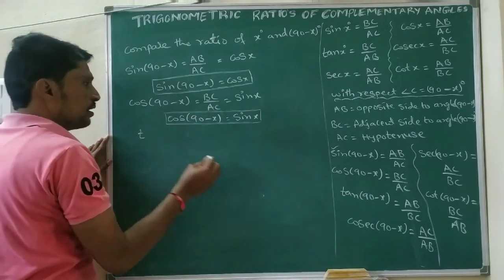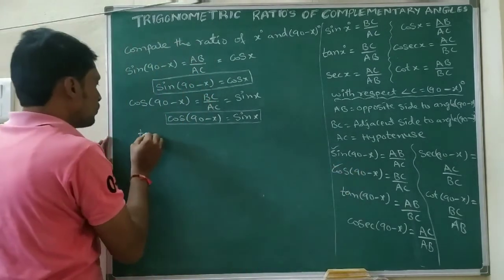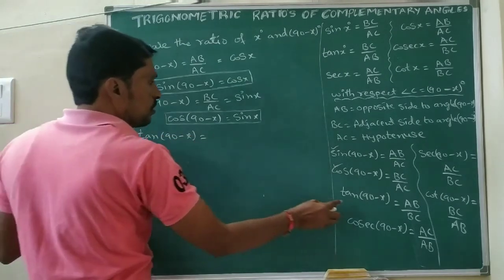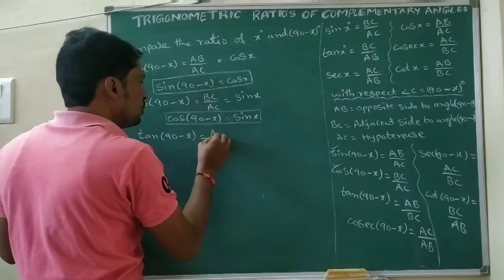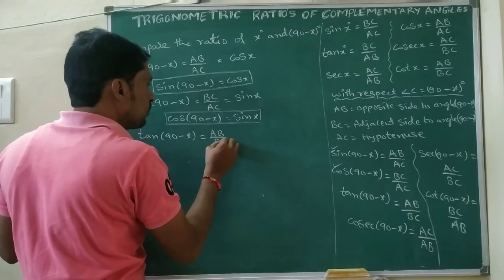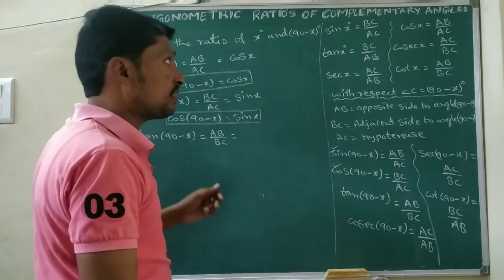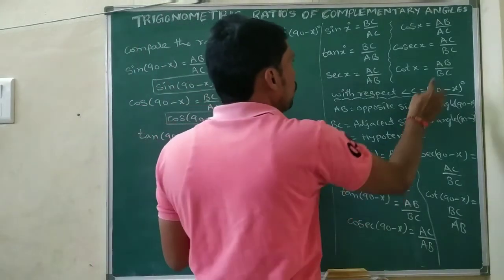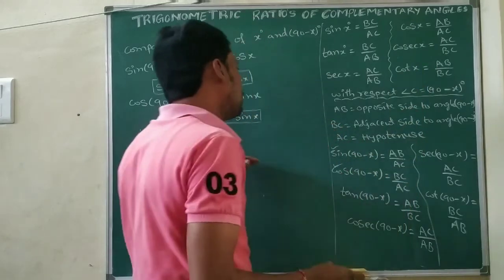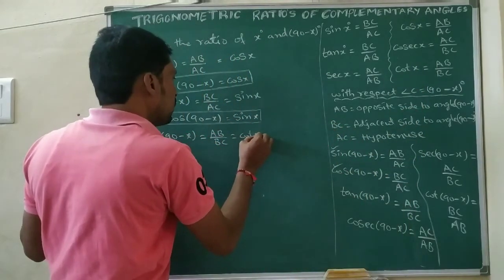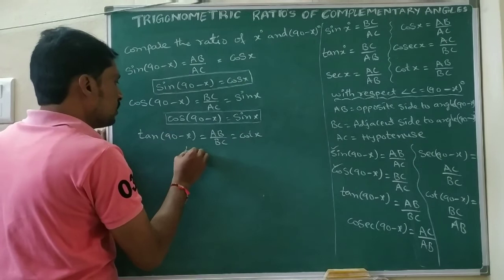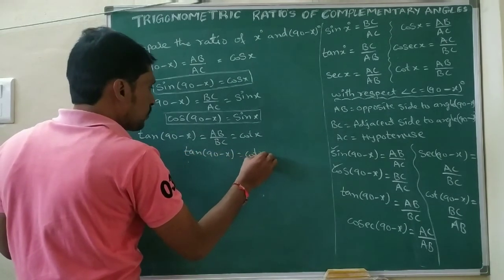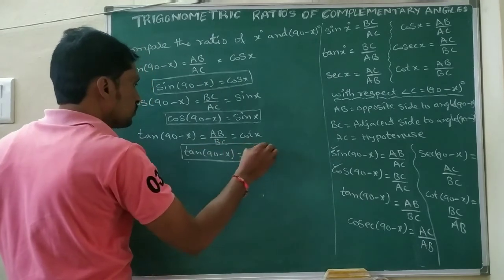Now the third one you can take, that is tan. Tan 90 minus x, the value you got, is AB by BC. With respect to x, AB by BC means we are getting cot x. So tan 90 minus x equal cot x. This is the third one.